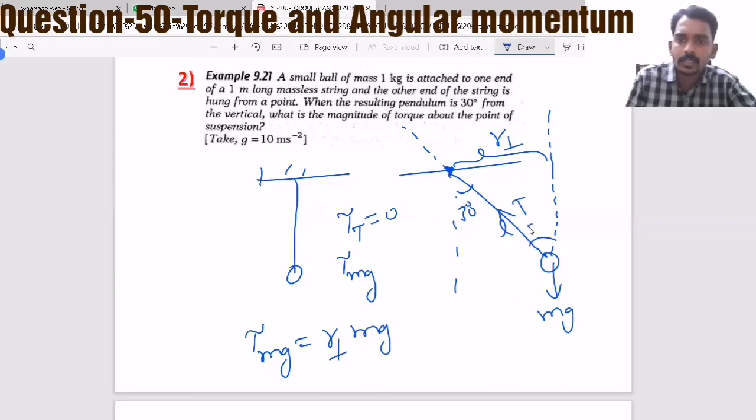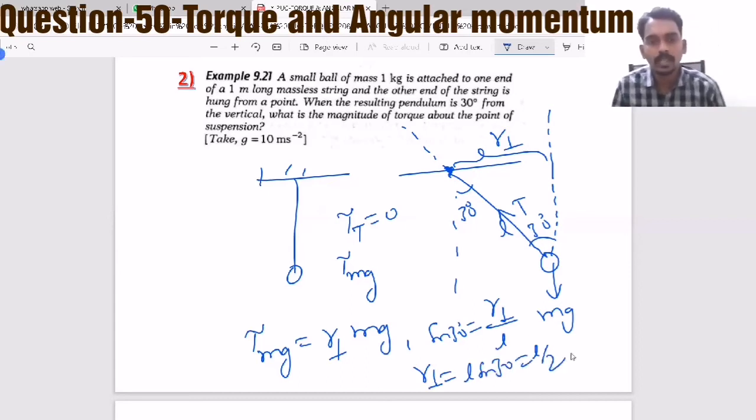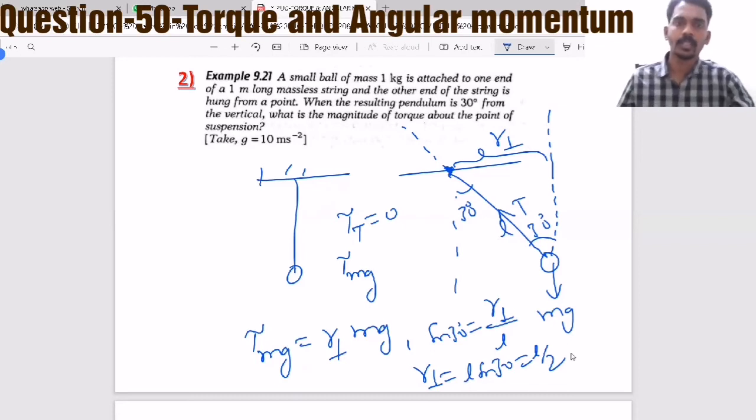Now this angle is theta, which is 30 degrees. Then the equation I can take is sine 30 equals r perpendicular by L. Then r perpendicular will become L sine 30, nothing but L by 2. So L value is 1 meter, m value is 1 kg, and g value is 10. If you substitute, you will get the answer. So this is how you have to understand the line of action of force, and you have to consider what the reference point given is and what the perpendicular distance of the reference point from the line of action of force is. Then you can find the torque.